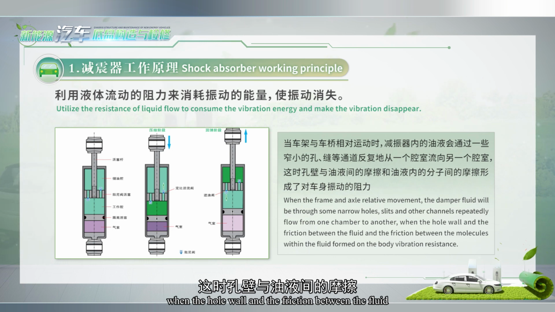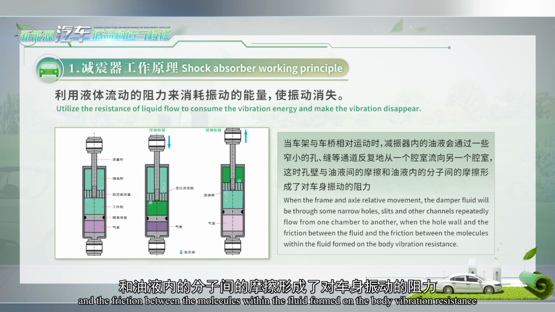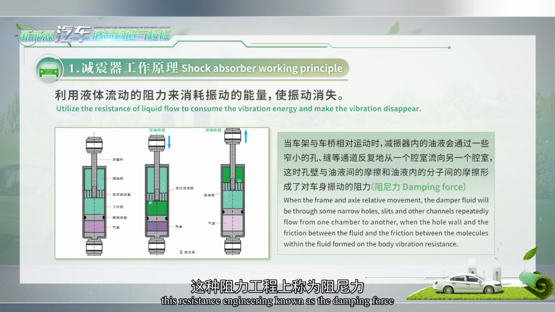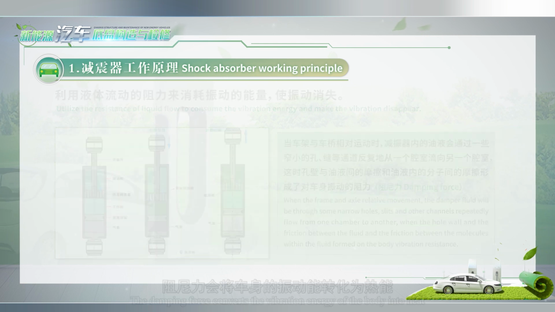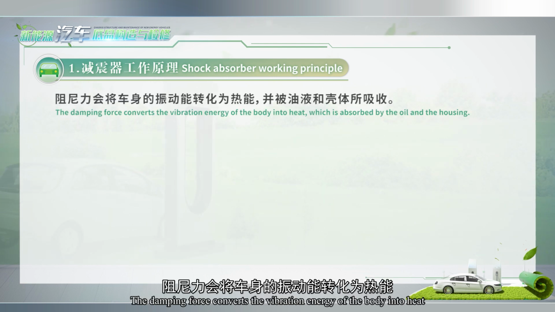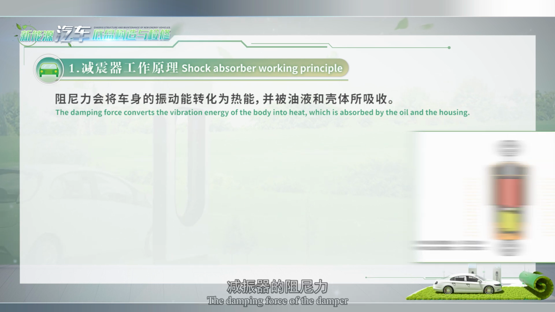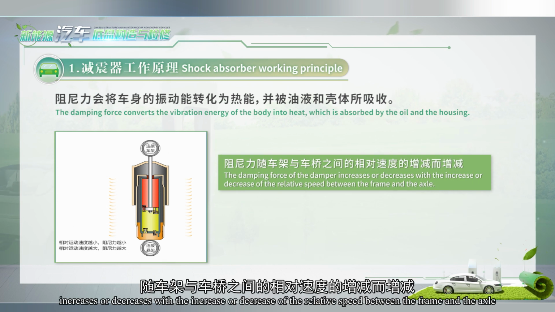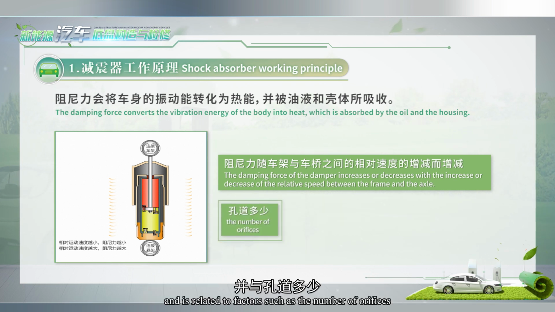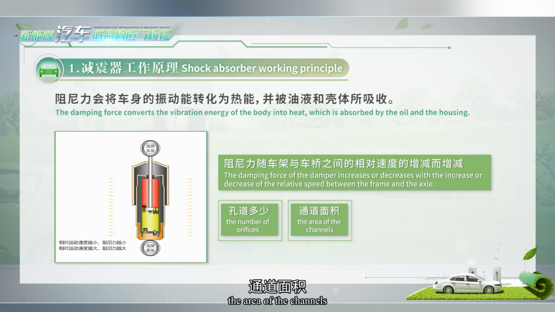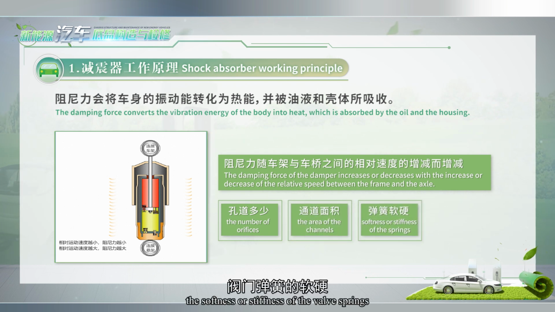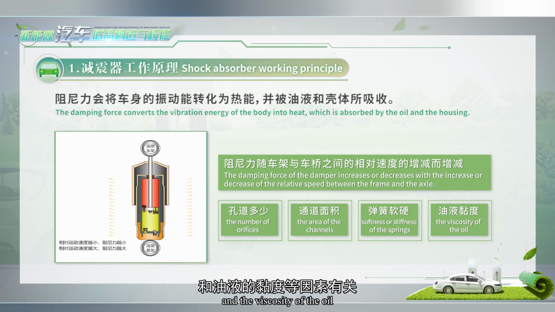The friction between the fluid and the walls, and the friction between the molecules within the fluid, form a resistance to the body vibration. This resistance is known as the damping force. The damping force converts the vibration energy of the body into heat, which is absorbed by the oil and the housing. The damping force increases or decreases with the relative speed between the frame and the axle, and is related to factors such as the number of orifices, the area of the channels, the softness or stiffness of the valve springs, and the viscosity of the oil.